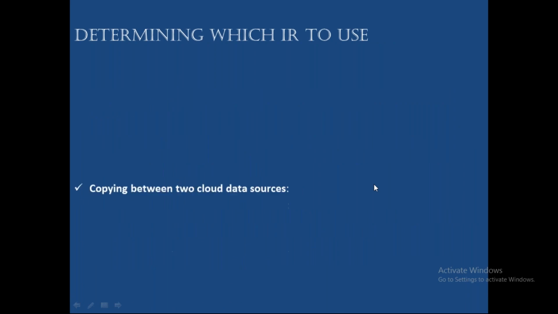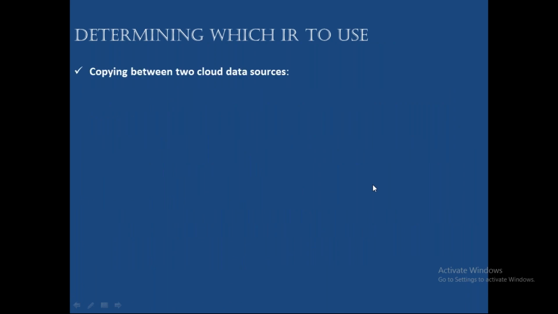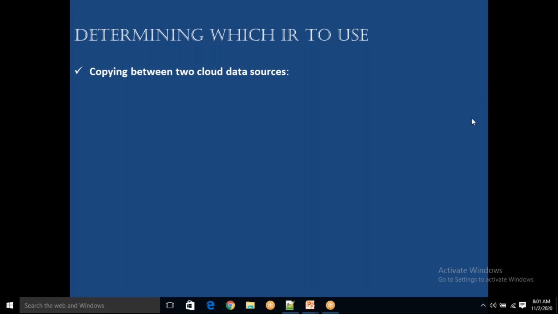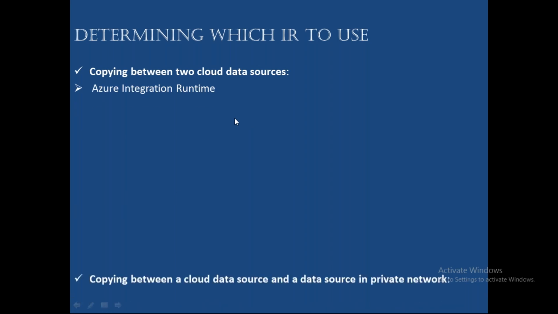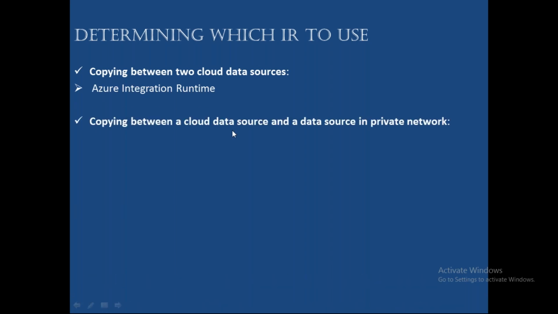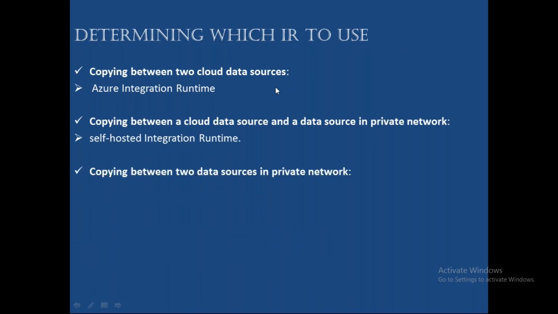Okay, determine which IR to use. Can you tell me, to copy data between two cloud data stores, what I need to use? Everybody needs to respond. Azure IR. Okay, so we are going to use Azure Integration Runtime. Next, copy between a cloud data store and a data store in a private network. What are we going to use? Self-hosted. Very good.